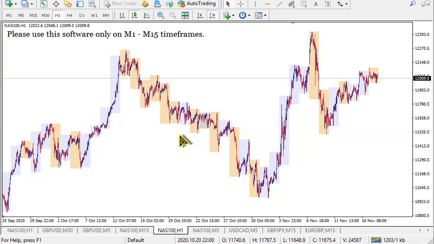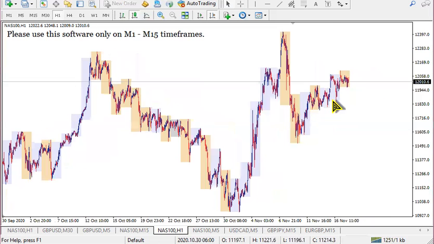One of the takeaways is Onyx Scalper works on the M1, M5, M15, so we're going to be taking the trades on the M1. Onyx Scalper is a very powerful trading indicator, especially if you want to make a lot of money scalping. So without wasting any time, let's just dive into this.